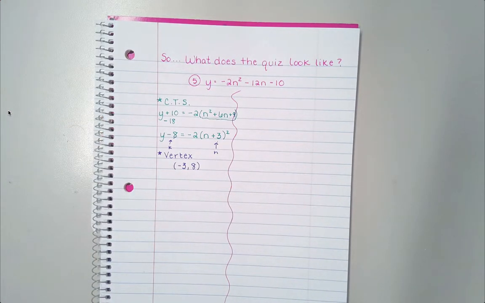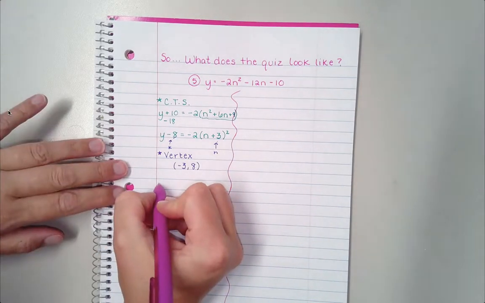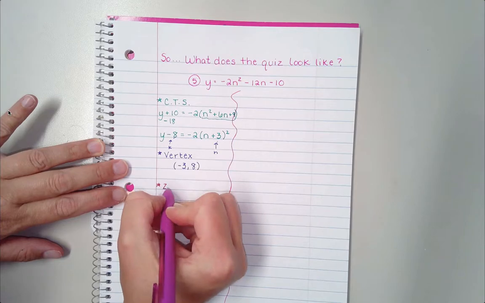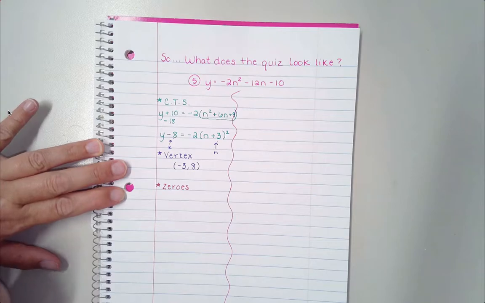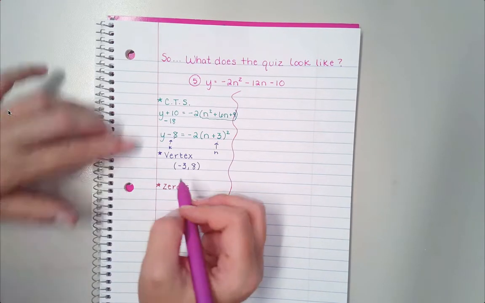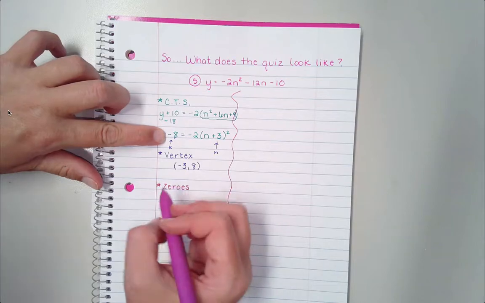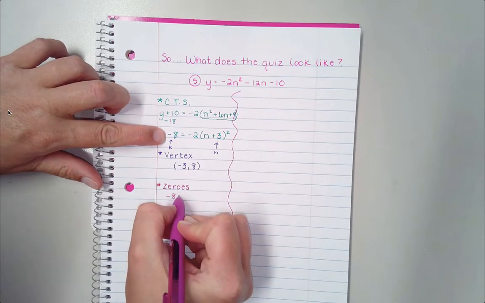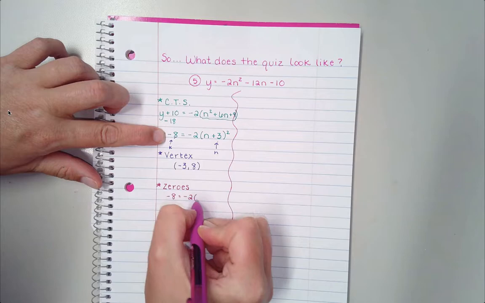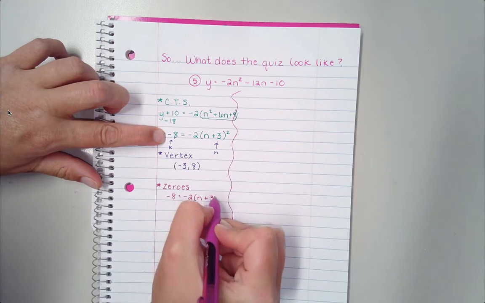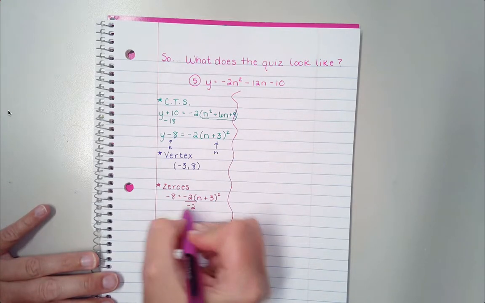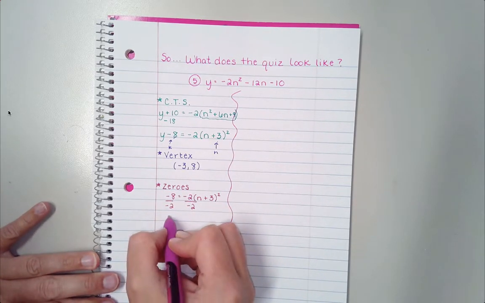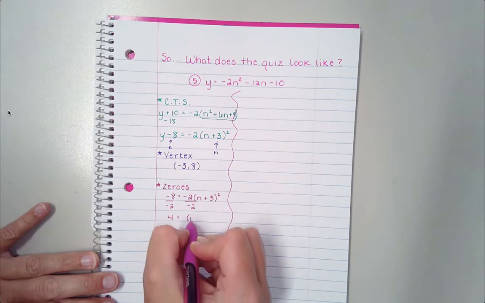Okay? And then the next thing it's going to ask me for are the zeros. Now, from the completing the square side, this is how I would expect you to find the zeros. We're going to plug a 0 in for y, okay? So really I'm getting rid of that y there, and that's going to leave me with this. Negative 8 equals negative 2 times n plus 3 squared. And now I'm solving. So I'm going to divide by negative 2, divide by negative 2, and I get 4 equals n plus 3 squared.